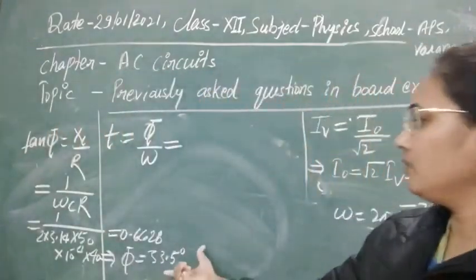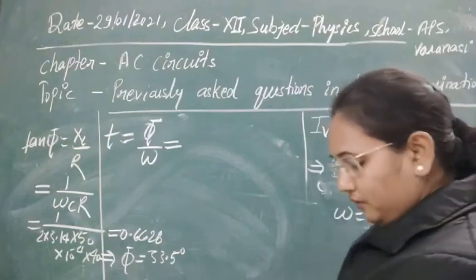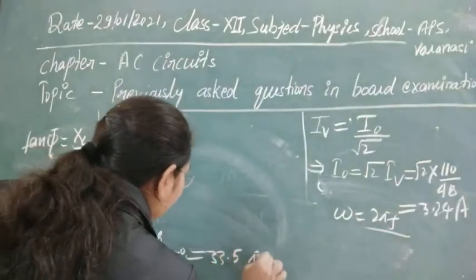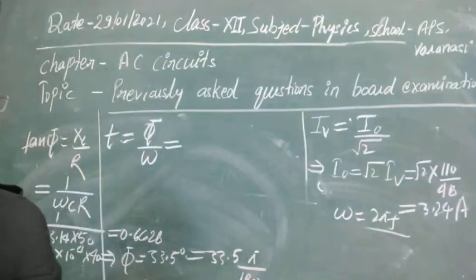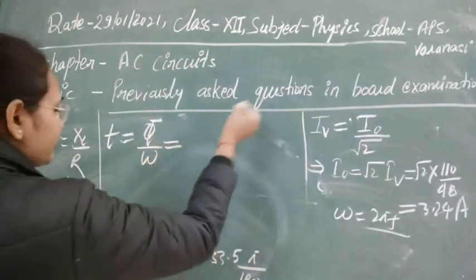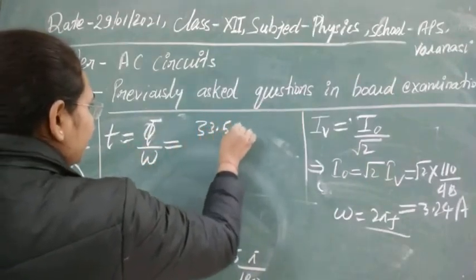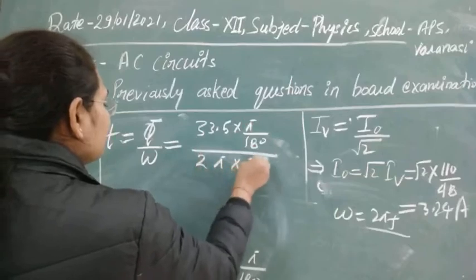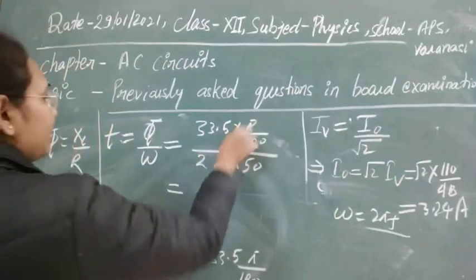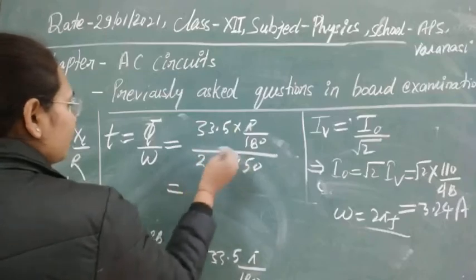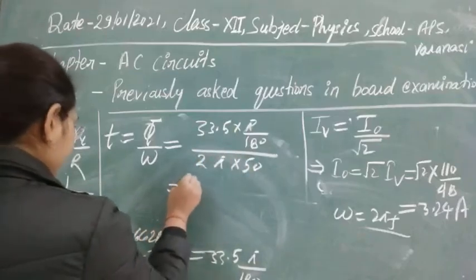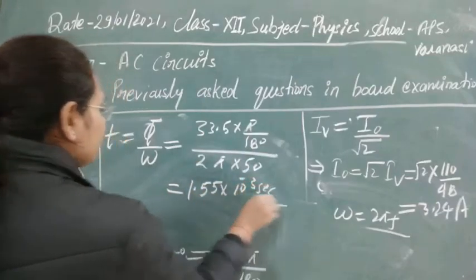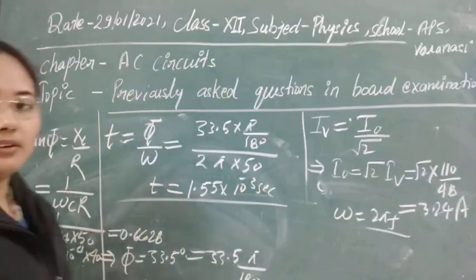Now you can also convert it into radians. If we convert into radians, then just multiply it by pi by 180. Now we have the value of phi here, and obviously we have the value of omega, which is equal to 2 pi into frequency. Clear? So here pi will be cancelled out, and we can solve everything. After solution, it is obtained as 1.55 into 10 power minus 3 second. So this is the value that we obtained.